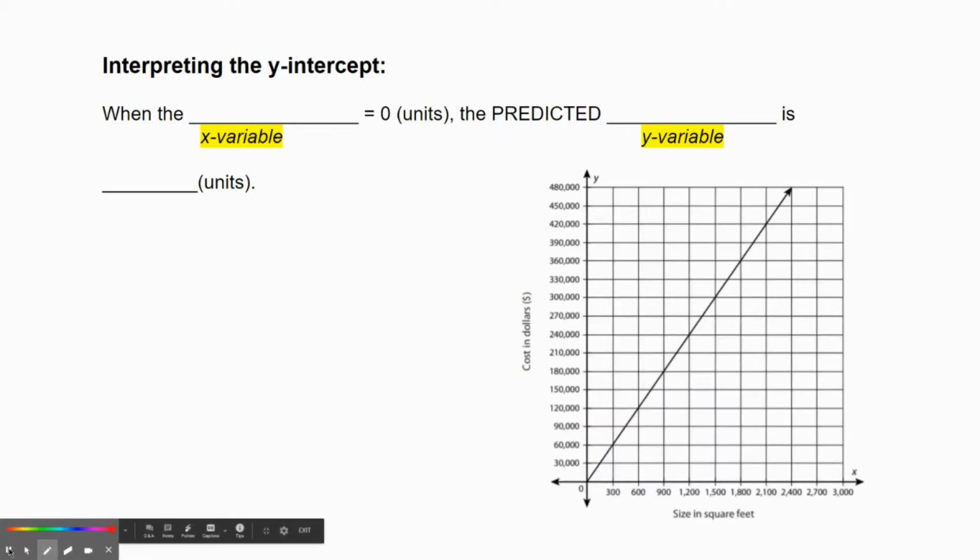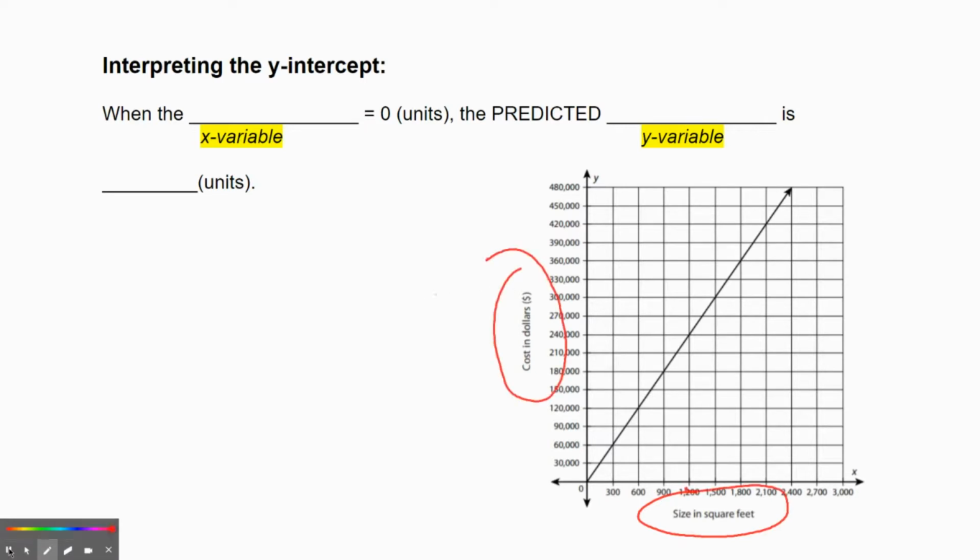So let's use the actual numbers in this problem. Once again, the x variable is size in square feet. The y variable is cost in dollars. So when the size in square feet, okay, so when the square footage is equal to 0, the predicted cost is going to be $0, because remember, the y-intercept was 0 down here.